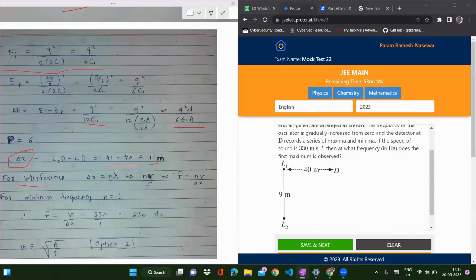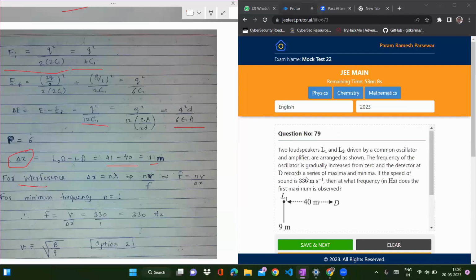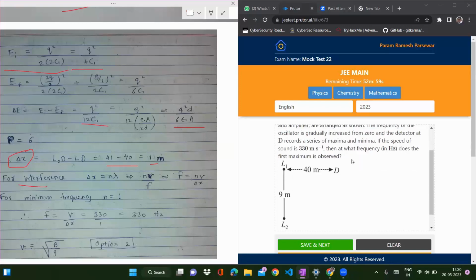And for interference, we have delta x equals n lambda. And it is said that the frequency of the oscillator is gradually increased from 0, and the detector records the maxima and minima. So we are asked the frequency at which the first maximum is observed. As the frequency is increased, some maxima will come. The first maximum will come at the minimum frequency.